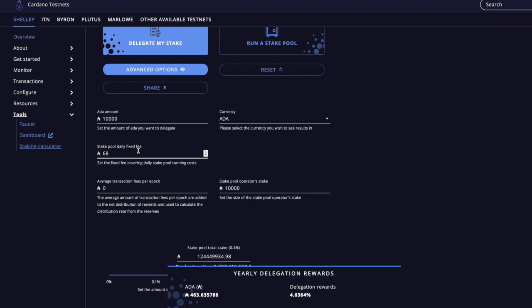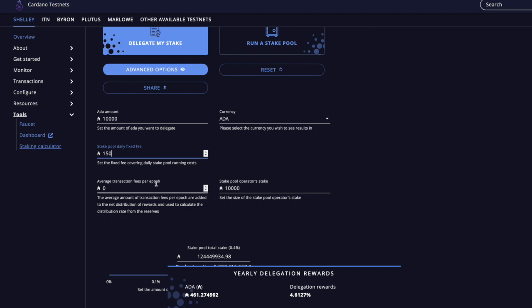So this is going to be the amount in ADA that will be charged after every day to be able to maintain operation of the stake pool. So this is like a set cost that's set by the stake pool. Let's see if we can be a little bit more realistic with that fixed fee, maybe 150 ADA. And I still think that's a bit on the low end. But just for the sake of this video, let's stick with some nice even numbers.